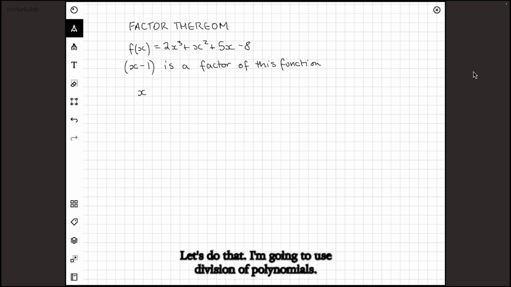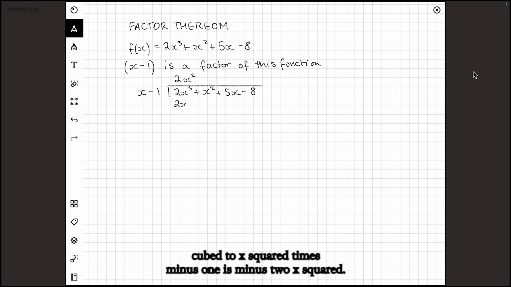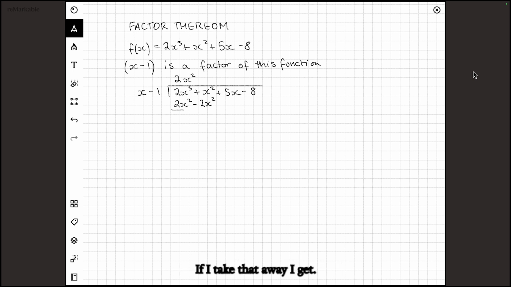Let's do that. I'm going to use division of polynomials. There is another method by inspection, and we can go over that another time. But if we divide this through by x minus 1, x into 2x cubed goes to x squared. 2x squared times x is 2x cubed. 2x squared times minus 1 is minus 2x squared. If I take that away, I get 2x cubed minus 2x cubed, which is 0. I get x squared minus 2x squared, which would make it 3x squared.